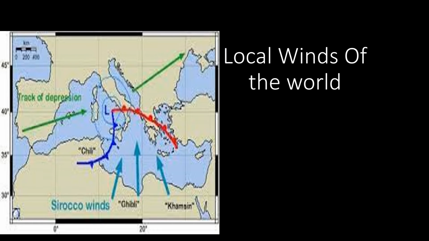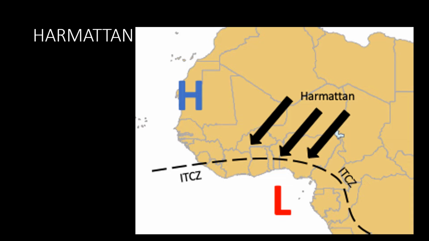Hello everyone. So today we are going to discuss the local winds of the world, starting with Harmattan. Harmattan is a cold, dry wind originating in the African continent.